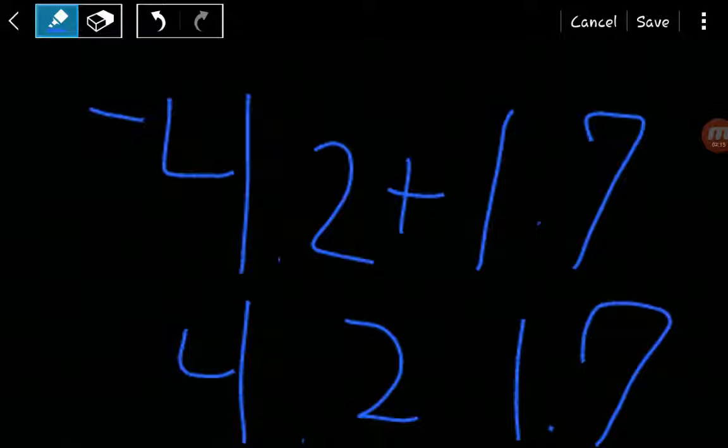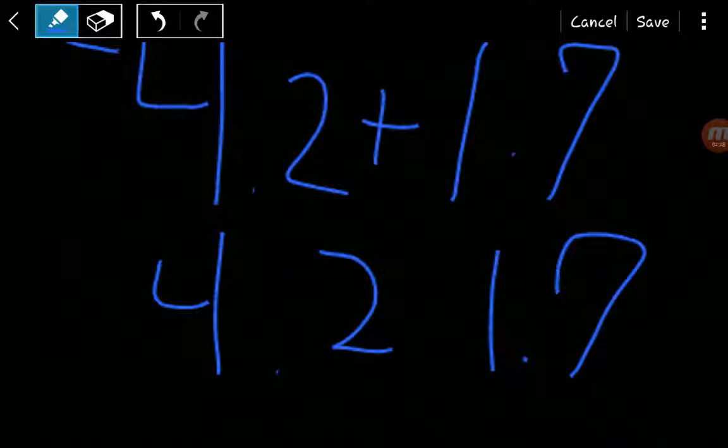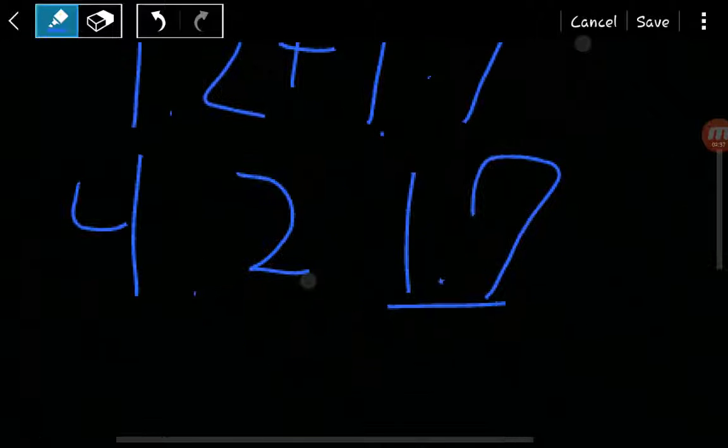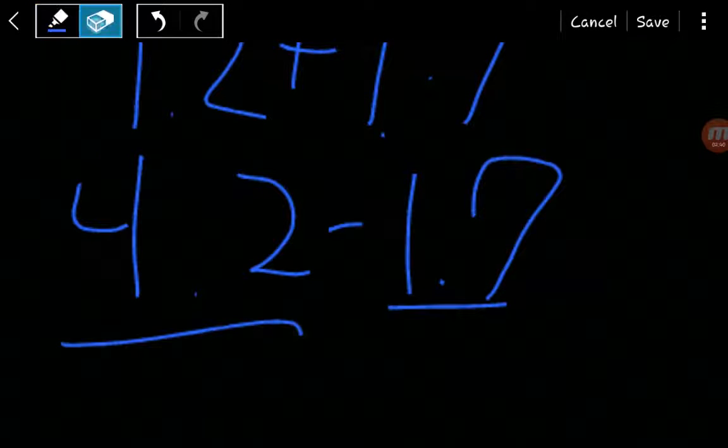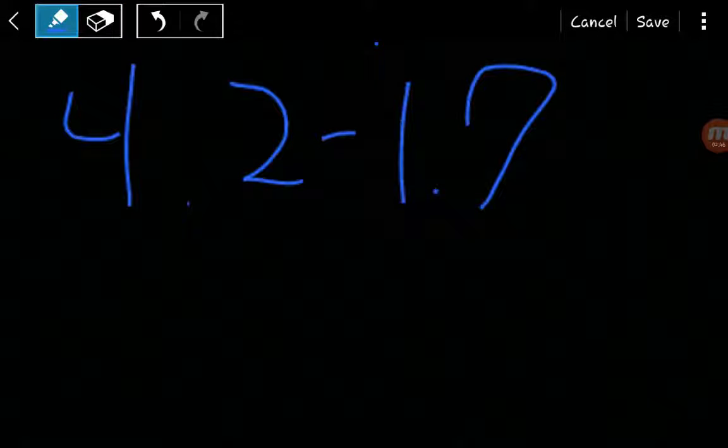now, since the numbers have different signs, subtract the lesser absolute value from the greater absolute value. So now the negative signs don't matter, positive signs don't matter. Subtract the lesser one from the bigger one. So the lesser one is the smaller one. So we subtract 1.7 from 4.2. So the answer to that would be, hold on, let's move this down. And the answer is 2.5.